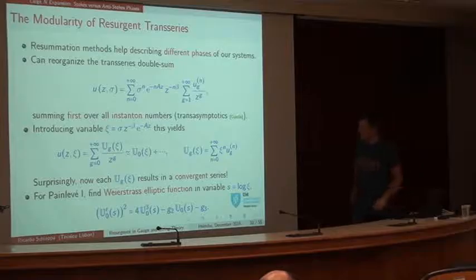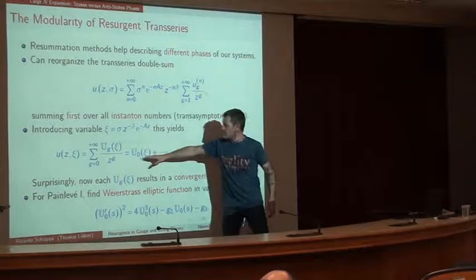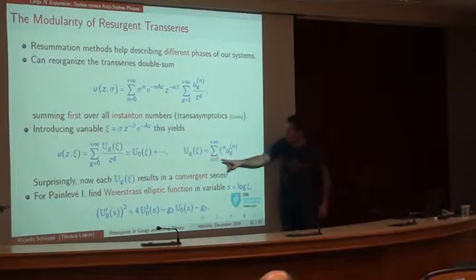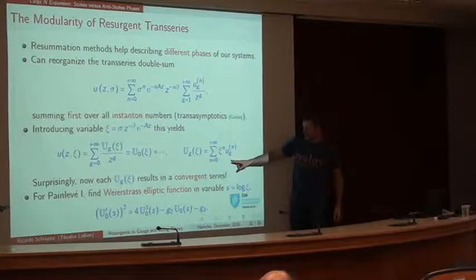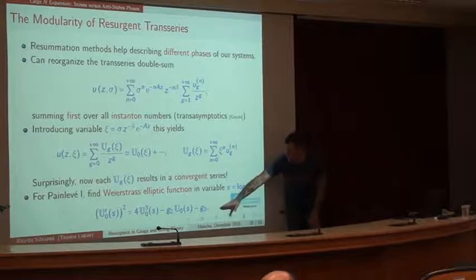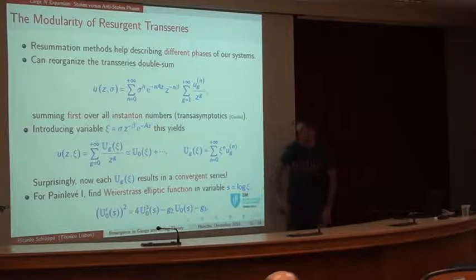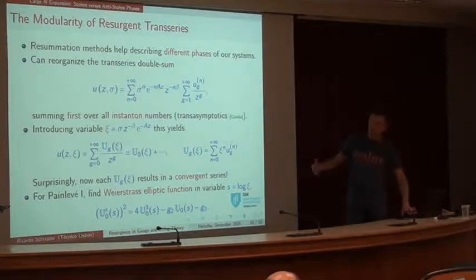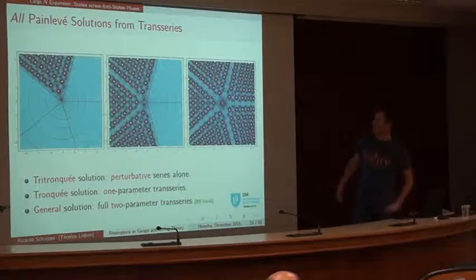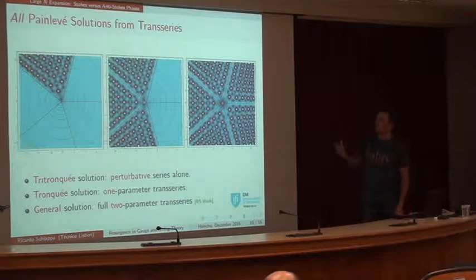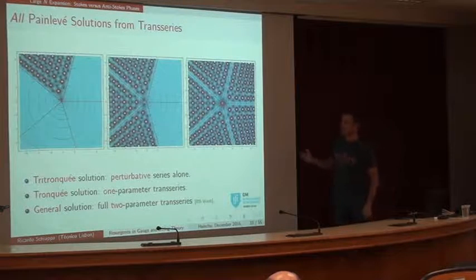I will finish in a minute. It looks like what I have written here, where these functions are now convergent. In particular, for Painlevé I, the order 0 function is a Weierstrass elliptic function. And once you do this, it's quite impressive, because you can now find all the Painlevé solutions from the trans-series.